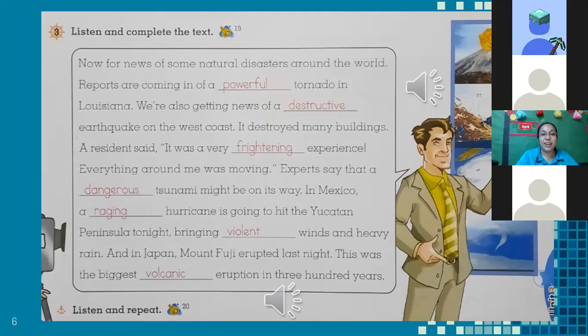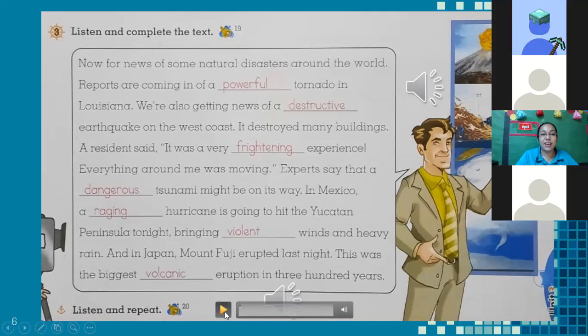A destructive earthquake. A frightening experience. A dangerous tsunami. A raging hurricane. Violent winds. A volcanic eruption. Okay, good job.